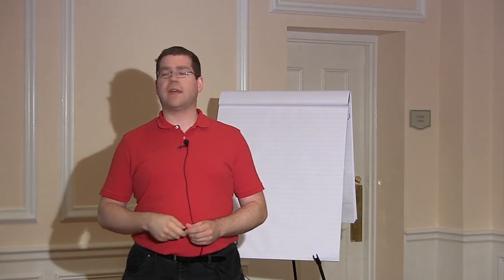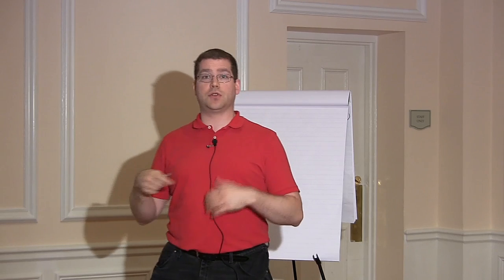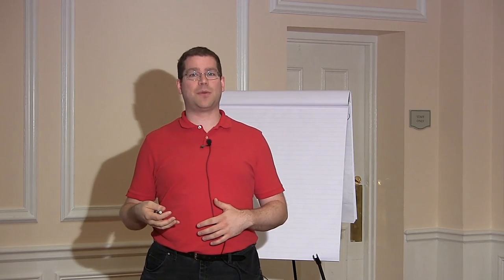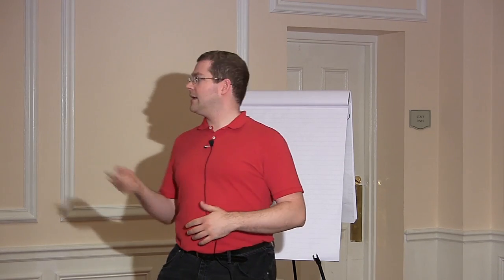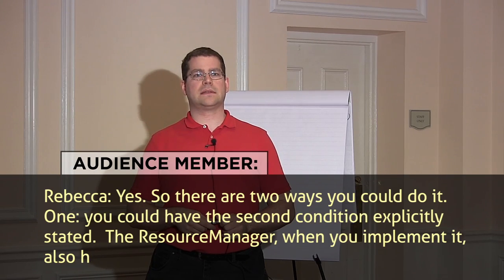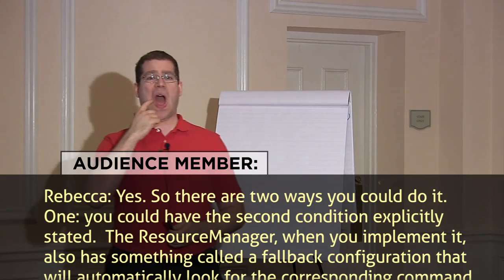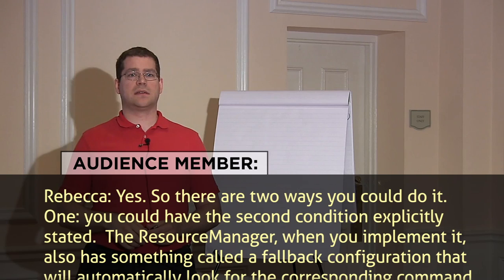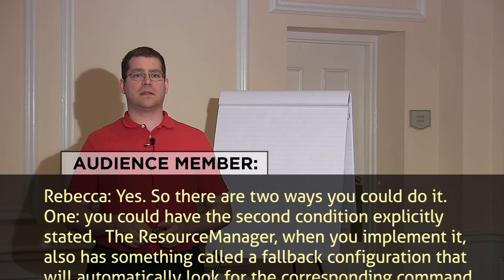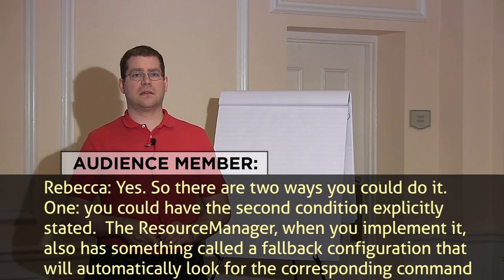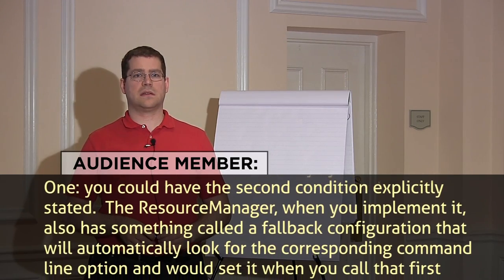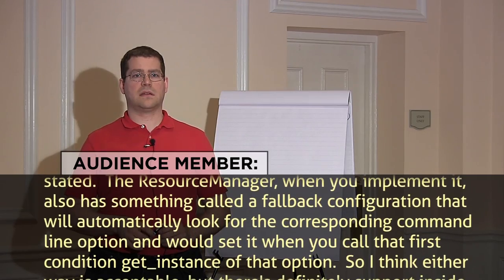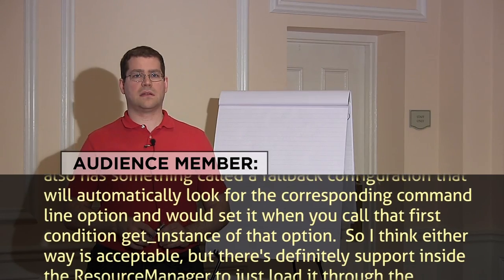I wasn't quite sure of that. I mean, this is an example that I pulled directly from the Rosetta code base at the moment. Yes. And so there are two ways you can do it. One, you could have the second condition explicitly stated. The resource manager, when you implement it, also has something called a fallback configuration that will automatically look for the corresponding command line option and will set it. When you call that first condition, get option itself does that.